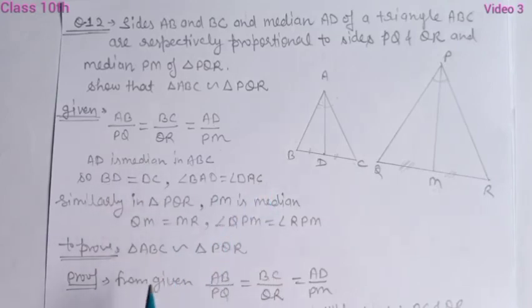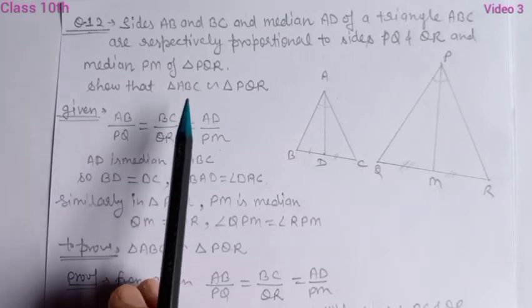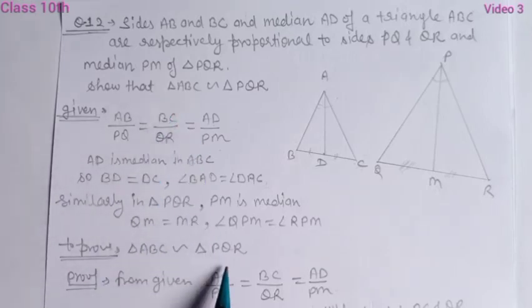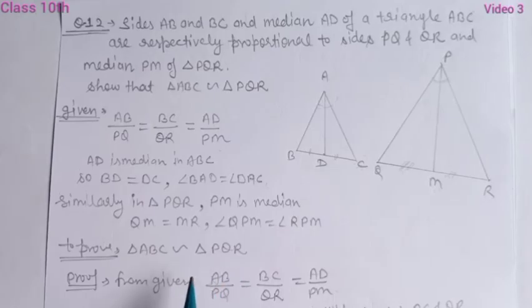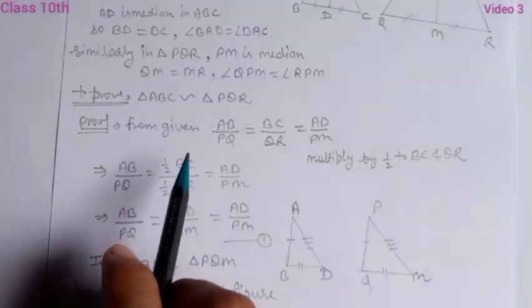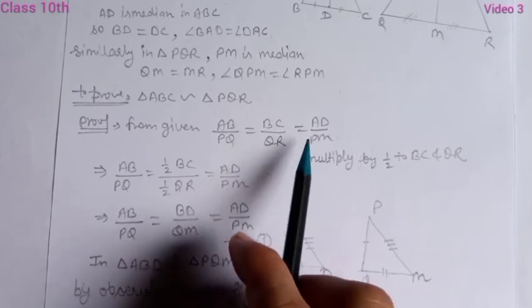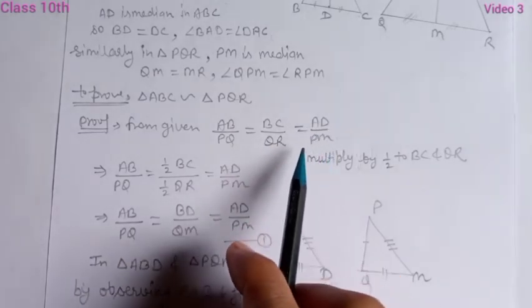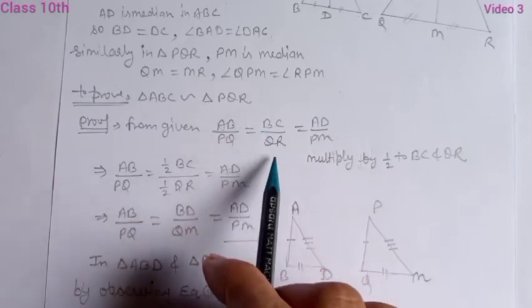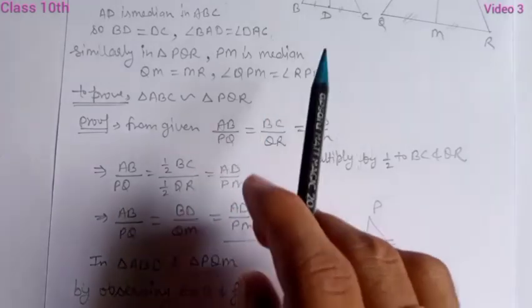Okay student, now to prove, we have to prove triangle ABC is similar to triangle PQR. Proof. So start from the given thing. It is given that AB upon PQ is equal to BC upon QR, equal to AD upon PM. So students, now let's see BC upon QR, this part. We can do something here.